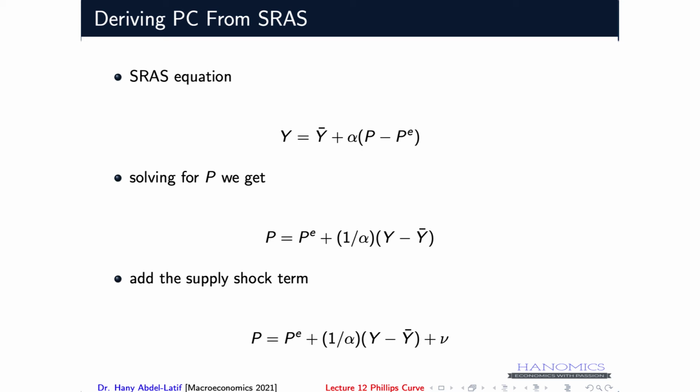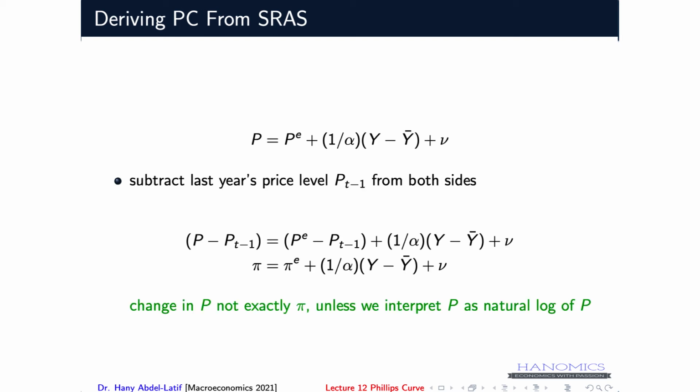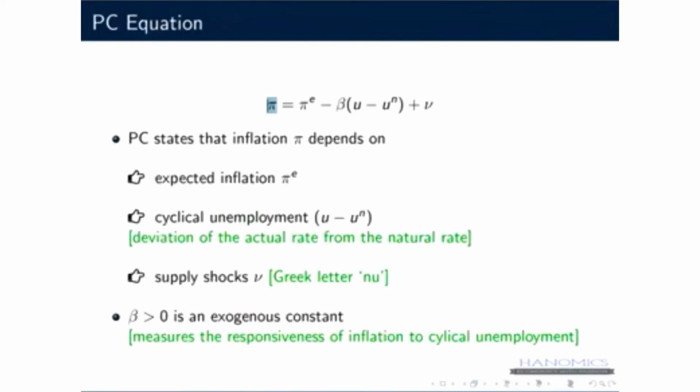upward. So moving from here, this is the same relationship. I didn't make any changes. I just wanted to show you where we are now at this point. What we need to do now is that we're not concerned with the prices. We are concerned with the inflation rate. Going back to the destination where we want to go, we want an expression of the inflation rate and its relationship with the unemployment rate.